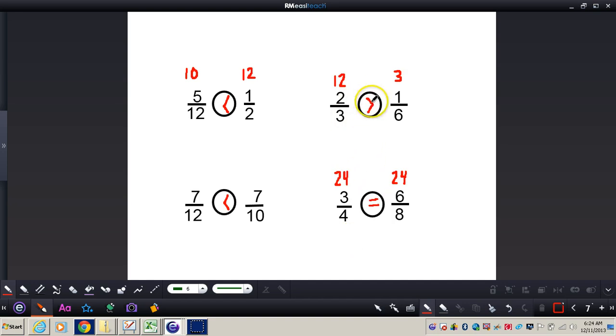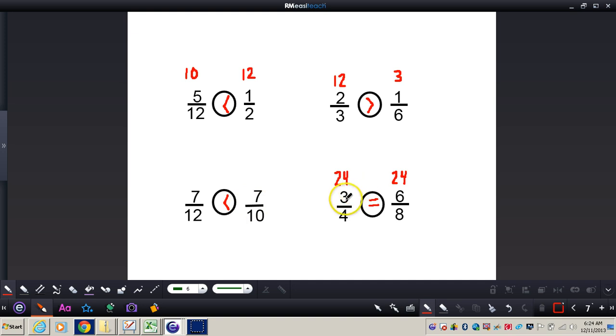First of all, 2/3 we can see is greater than 1/6. I did my superhero crisscross. 2 times 6 gives me 12. 3 times 1 gives me 3. We have a 12 above this fraction and 3 above that fraction, so we can say that 2/3 is greater than 1/6. Next one, both numerators are equal, so that means the fraction with the lower denominator will be the greater fraction. So 7/12 is less than 7/10.